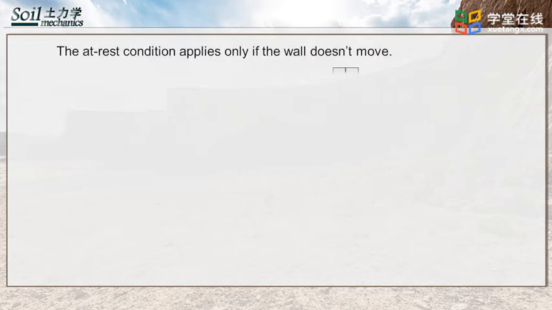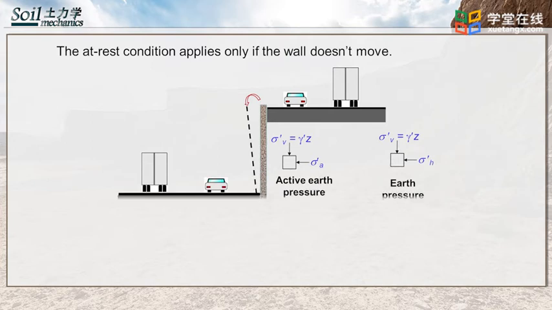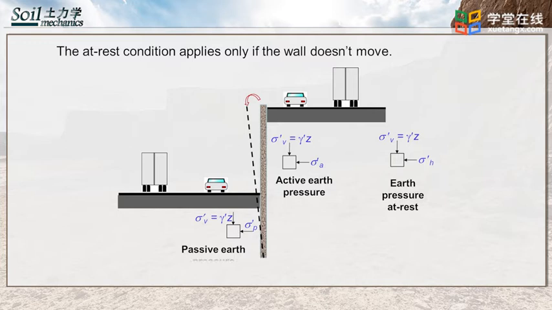Now let's have a look at the lateral earth pressure at rest. It applies only if the wall doesn't move. In the figure, the wall moves towards the left. As a result, the left part of soil is pushed by the wall. The pressure is called passive earth pressure. The right part of soil pushes the wall. The pressure is called active earth pressure. Those three lateral earth pressures are used to calculate the acting lateral earth pressure in corresponding cases.